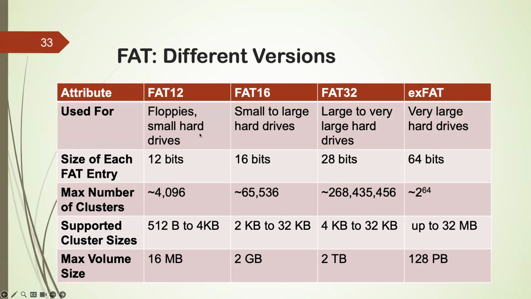That's why FAT12 was used for floppy disks or very small hard drives. Then FAT16, you can commonly find it in USB drives. And then hard drives generally have FAT32 and exFAT. So you can see here they can have millions of clusters. So you can have large-scale hard drives up to 2 TBs or up to 128 PBs.